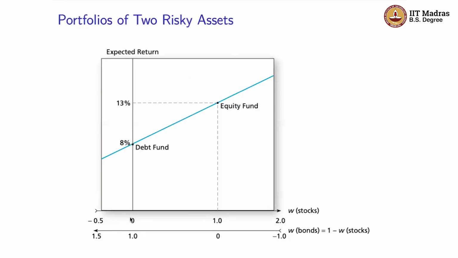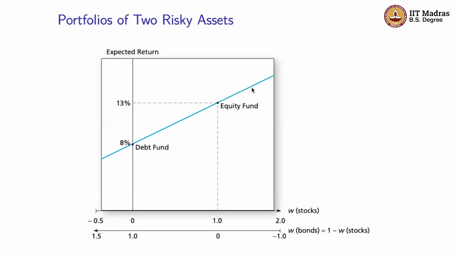If you choose intermediate values of the weight of stocks, you are going to get some point which is going to lie on this line joining 8% and 13%. And as usual, you can have a value of W greater than 1 or a W less than 0, which would consist of shorting one asset. And you can have, therefore, expected returns being less than 8% or more than 13%.